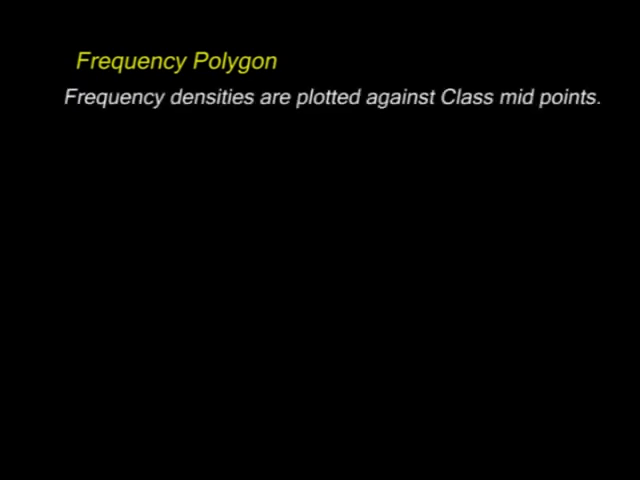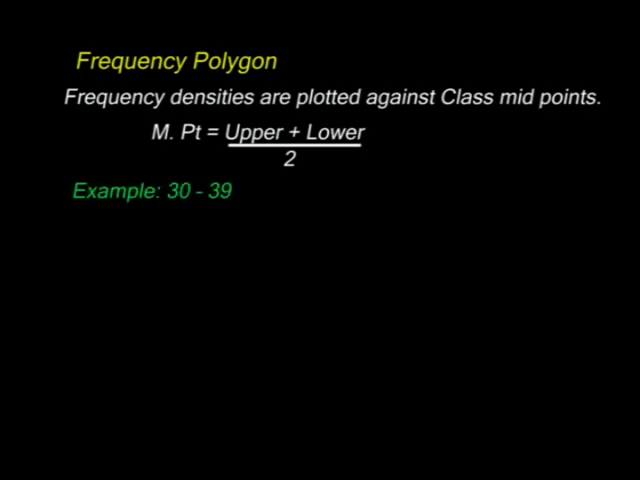The next type of data presentation is the use of frequency polygons, and this is a graph in which the frequency densities are plotted against the class midpoint. A class midpoint is given by the upper plus the lower class boundaries divided by 2. In the class of 30 to 39, the midpoint is 30 plus 39 over 2, which gives us 34.5.